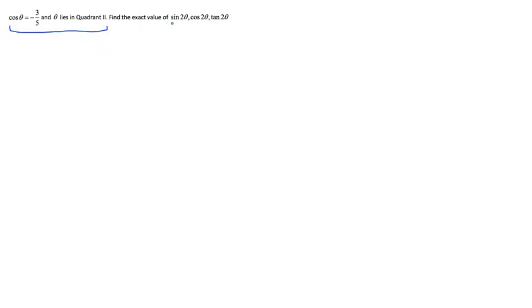We want to find what is the sine of 2 theta. Now, what is the cosine of 2 theta? What is the tangent of 2 theta? Now, what you do not want to do is say, hey, I know that cosine of theta is negative 3/5, so cosine of 2 theta, well, I'm just going to multiply this by 2, because that's what that 2 does. You got to be careful with that. This is not going to be the answer. We do not just multiply the angle by 2, or we don't just multiply the answer by 2 here.